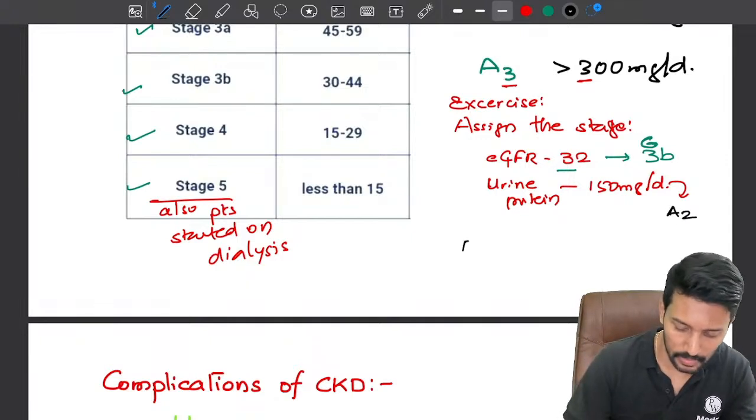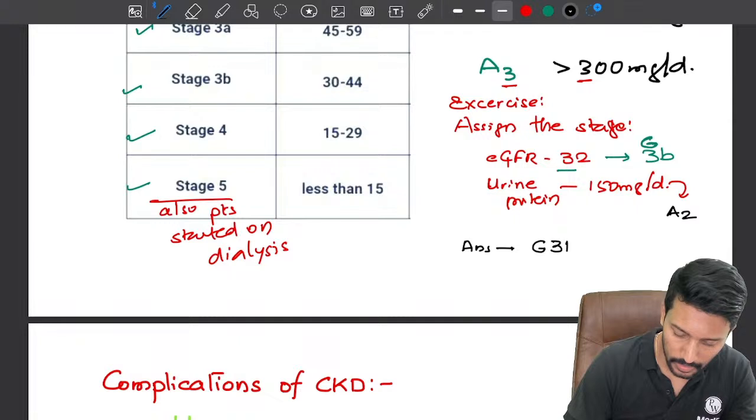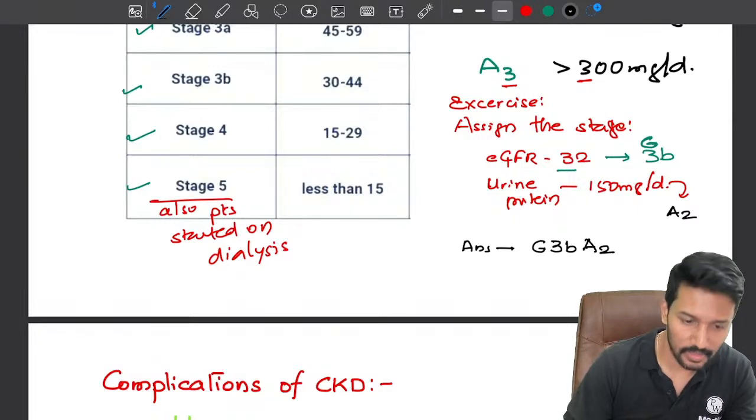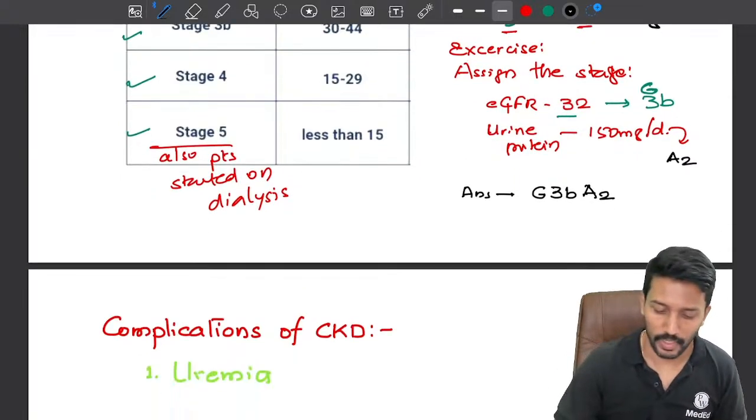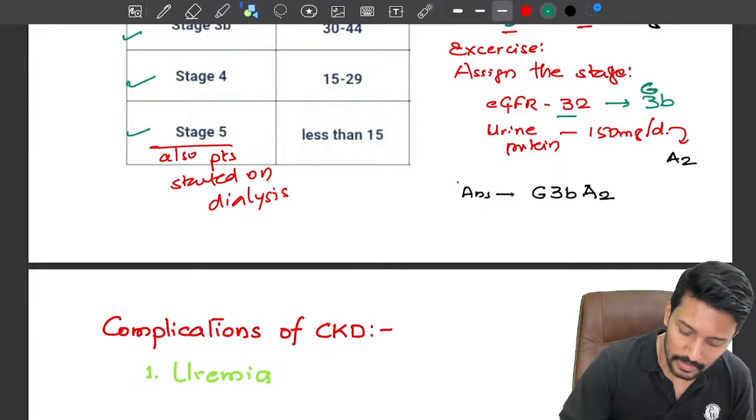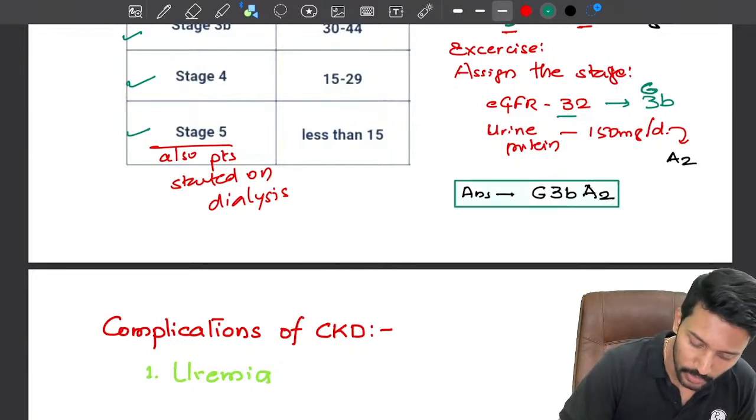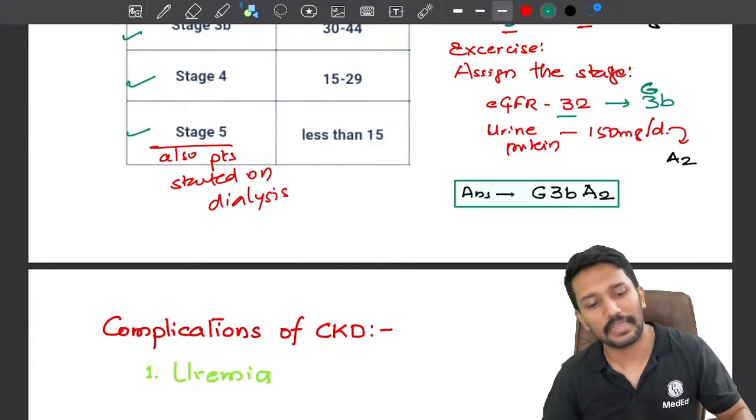So this patient's CKD stage will be G3B-A2. G3B-A2. That is how we assign the stage. This year I am expecting a question on this, so I would suggest that please memorize this table.